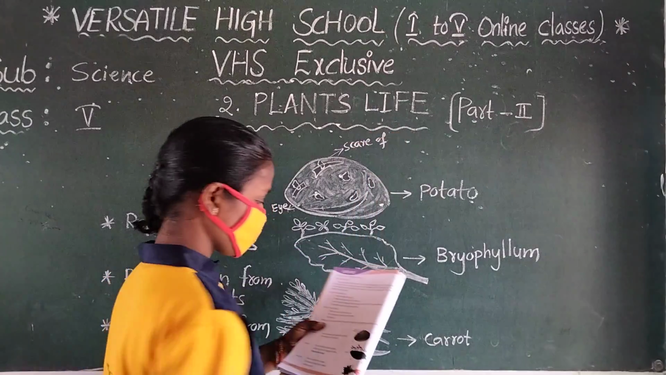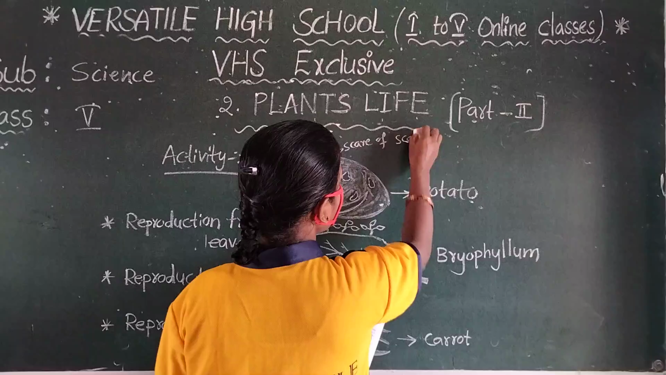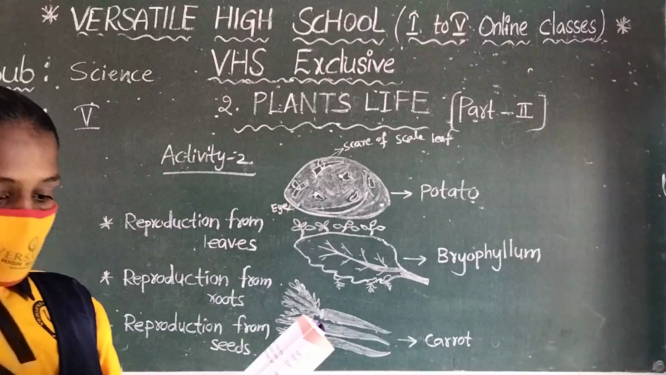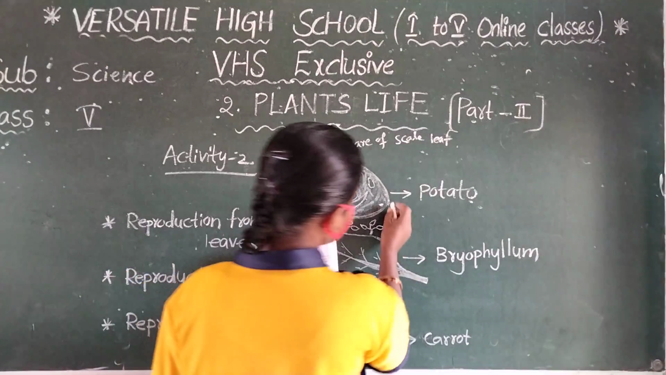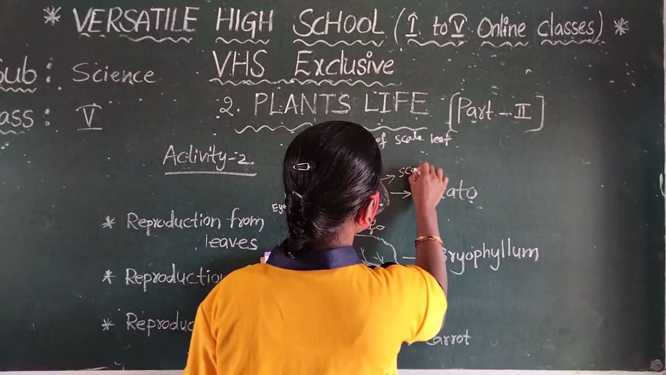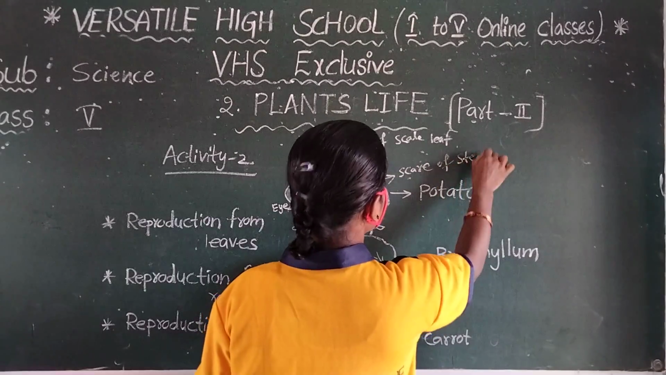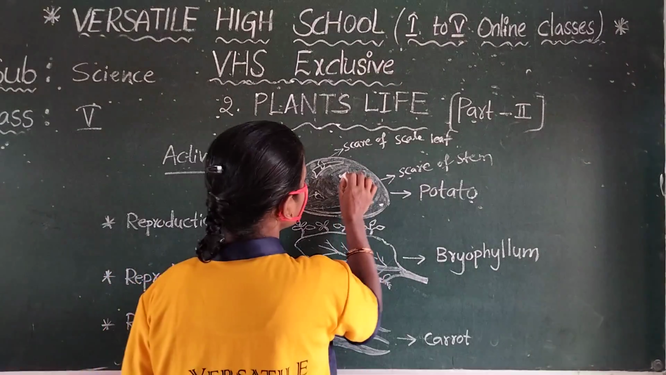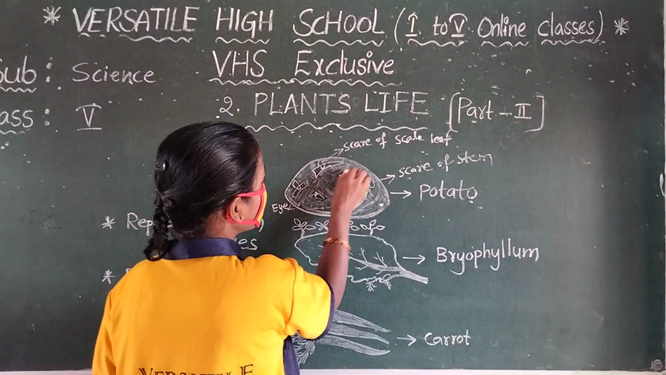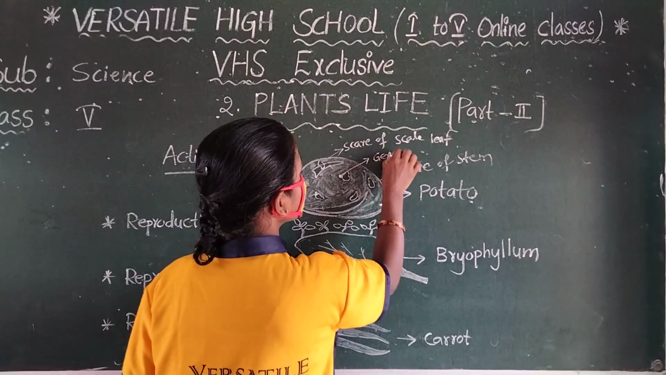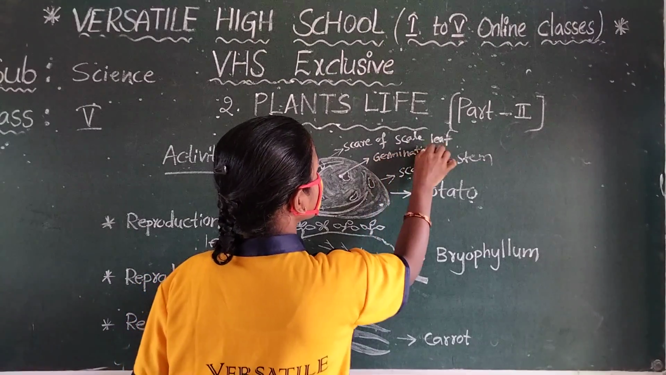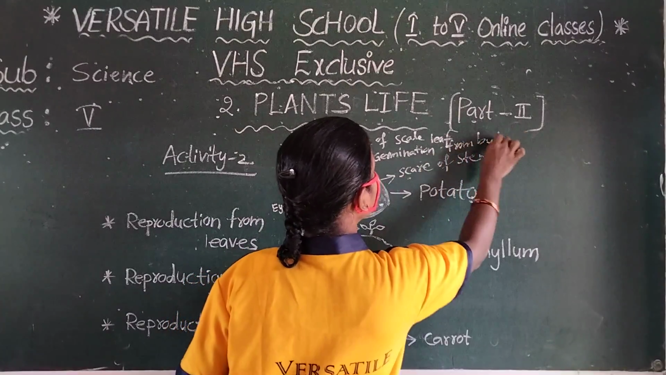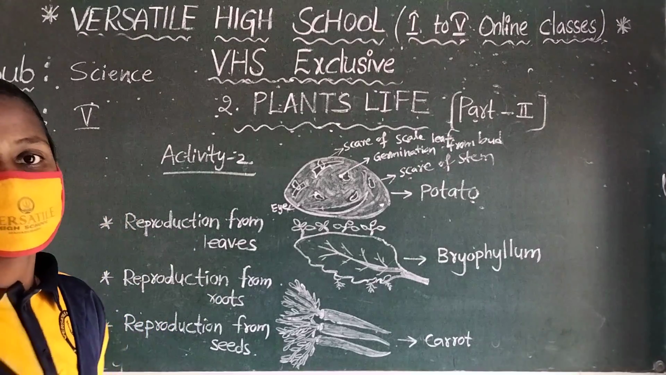Scale leaf. This is a part of the potato. And where is the scale of stem? This is the scale of stem. And the germinating eye bud. Is there a small leaf outside the bud or not? Germination from the bud. B-U-D, bud, that means called an eye.